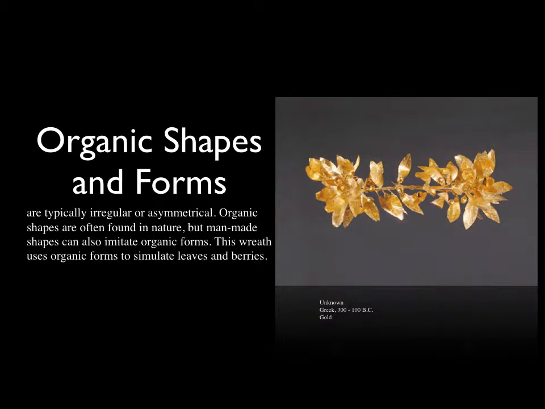Next type of shapes and forms we're going to talk about are organic shapes and forms. Organic shapes and forms are typically irregular or asymmetrical. Organic shapes are often found in nature, but man-made shapes can also imitate organic forms. In this example, we see a Greek wreath that's meant to simulate leaves and berries.